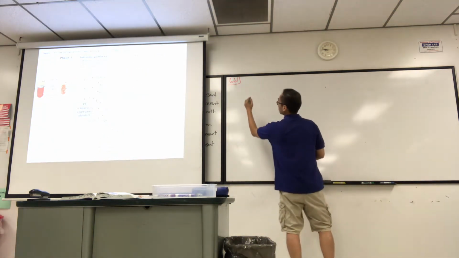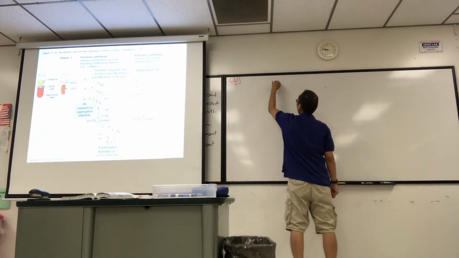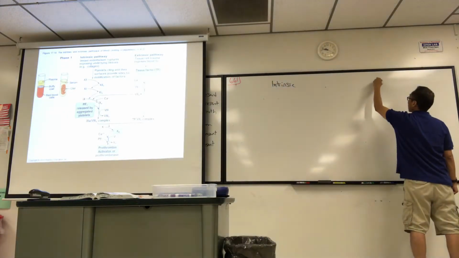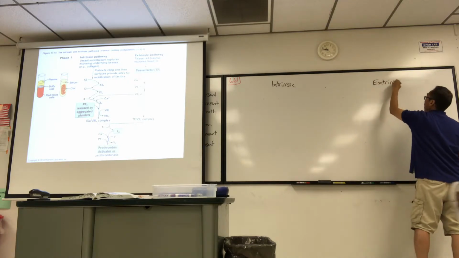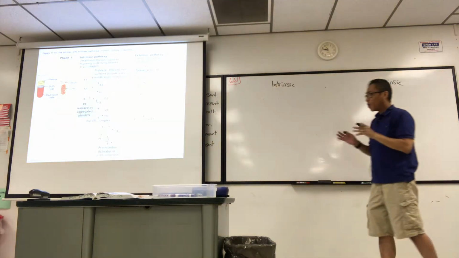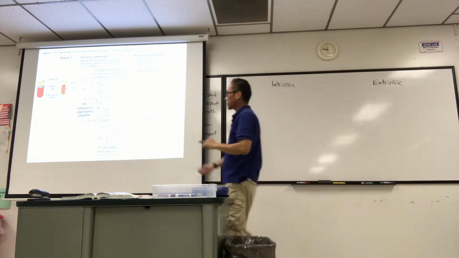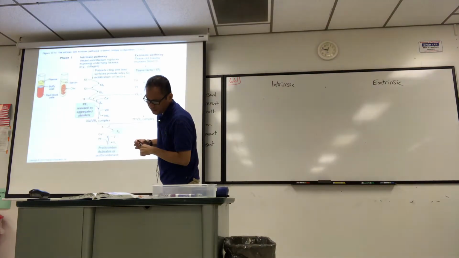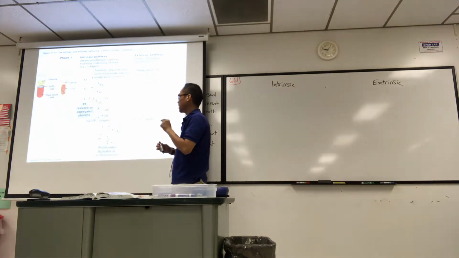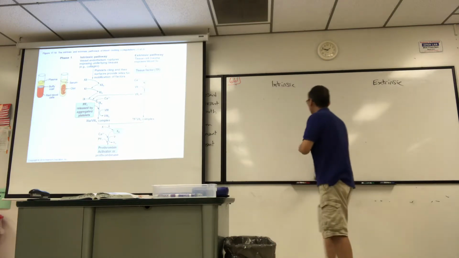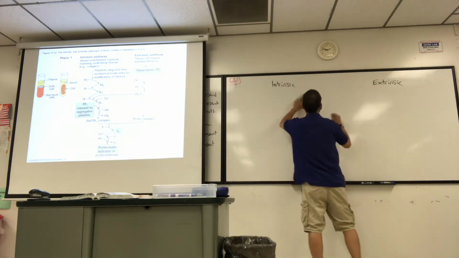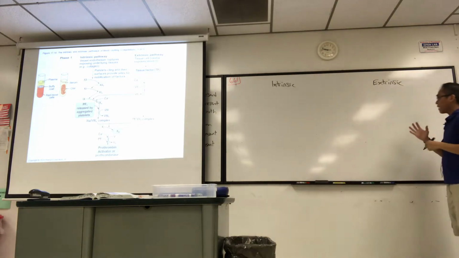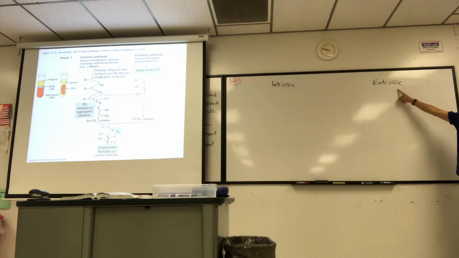We got intrinsic over here, extrinsic over here. The goal is to activate clotting factor 10. Clotting factor 10, that's the key. Now, what's the difference? Why the names, intrinsic, extrinsic? The goal is to get fibrin, but extrinsic requires vessel damage.